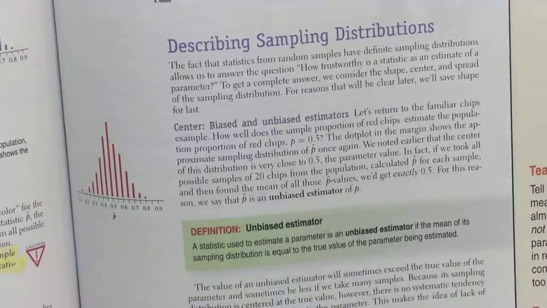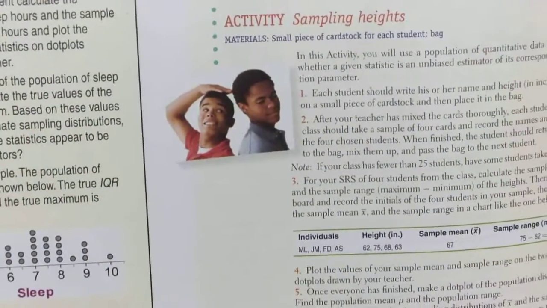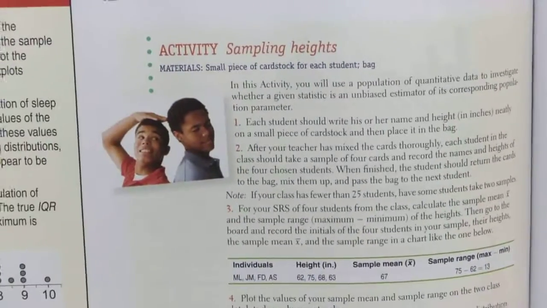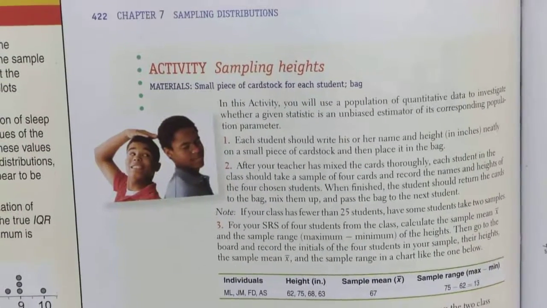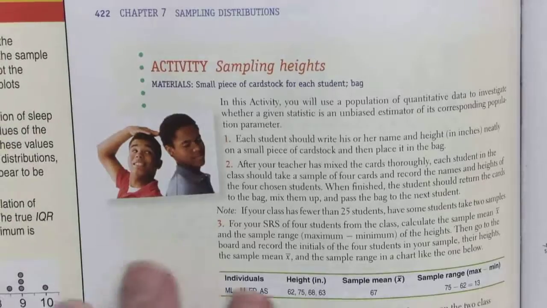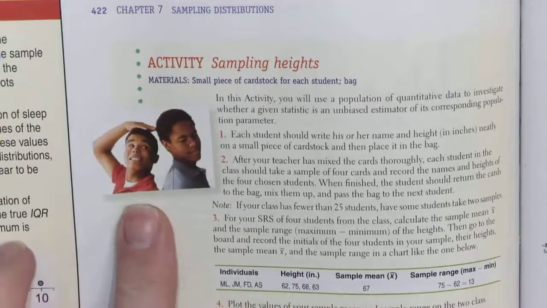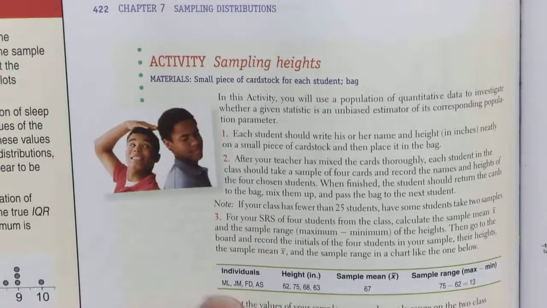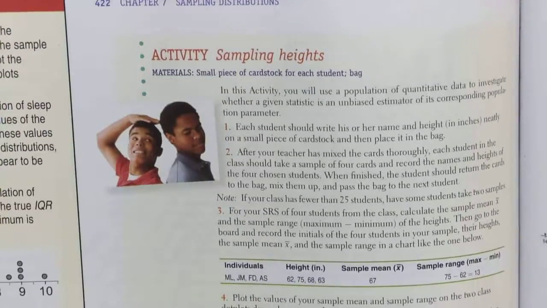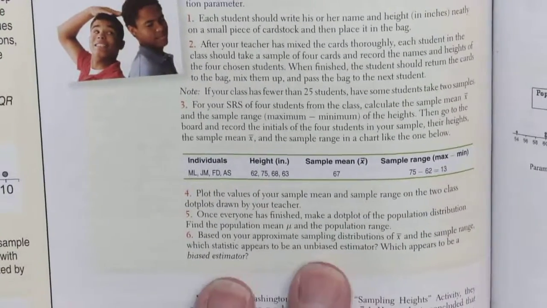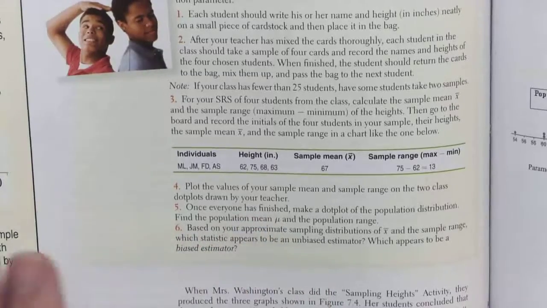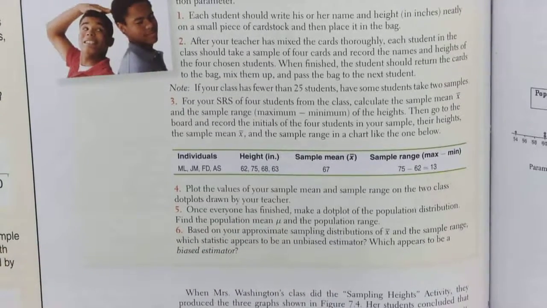Now let's go to the next page, which we have not had a chance to do yet either. This activity is about taking the heights of the people in the classroom and putting all of the values together, if you had 25 students in your class, because you would have more information to work with.